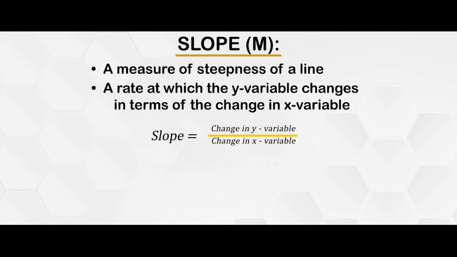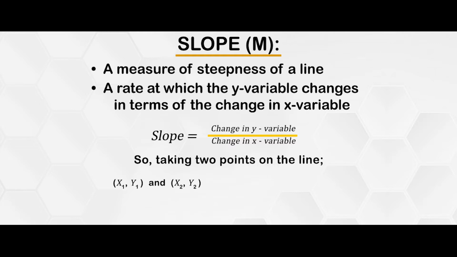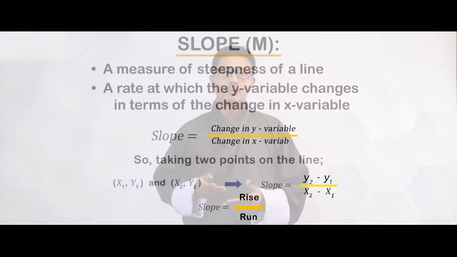Now, thinking about a line, let's consider 2 points on a line. If you take 2 points on the line and take the coordinates as (x1, y1) and (x2, y2), this definition of slope translates into a formula which says slope is equal to (y2 minus y1) divided by (x2 minus x1). That is the change in the y variable over change in the x variable. And the more generic and popular form of the formula is slope equals rise, that is change in the y variable, over run, that is change in the x variable.